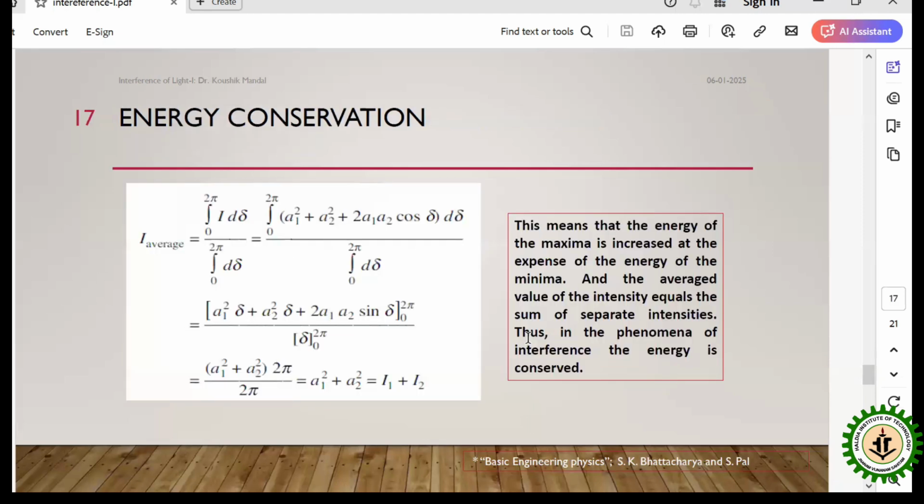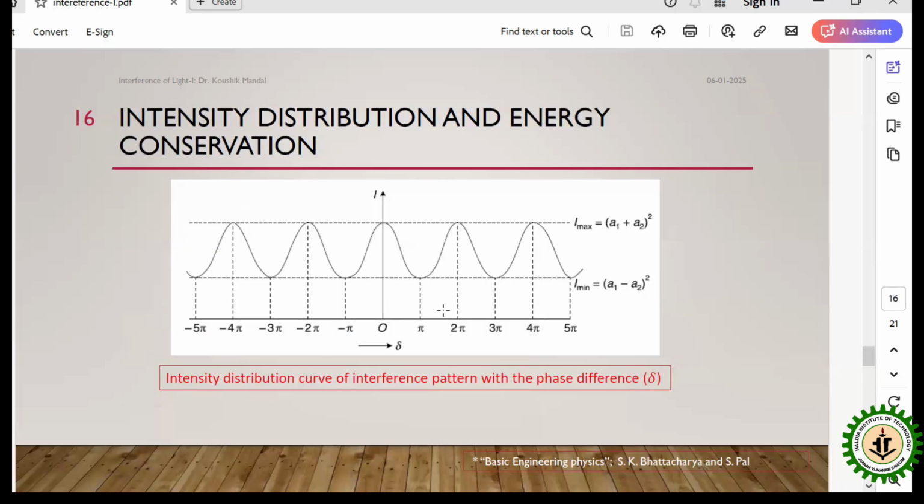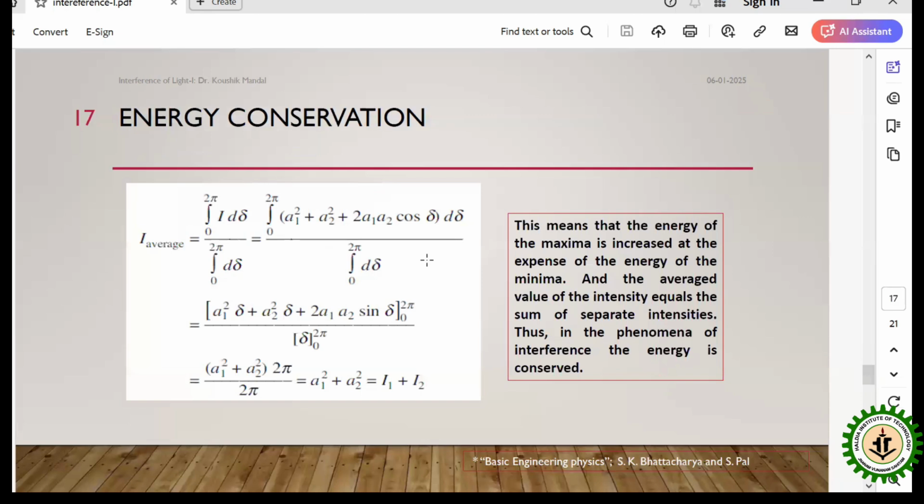Next, we will consider the conservation of energy. Here the intensity is minimum, but here the intensity is maximum. So does it conserve energy? If we calculate the average intensity, it is the integration of I d(delta) over delta. The expression for I is a1 square plus a2 square plus 2 a1 a2 cos delta, integrated from 0 to 2π and divided by 2π.